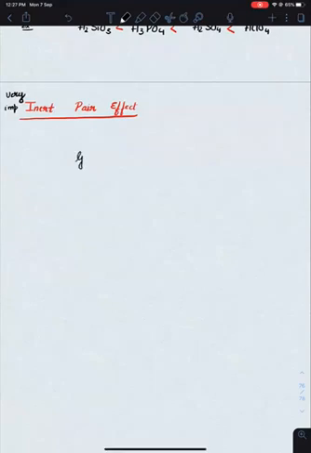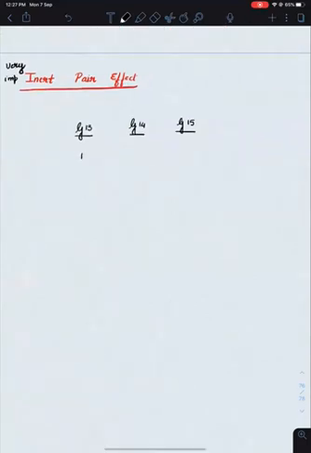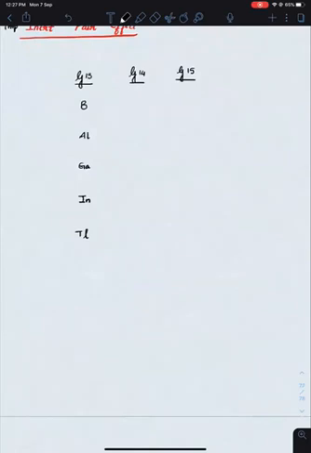If I'm taking group 13, group 14, and group 15. Group 13 elements: boron, aluminium, gallium, indium, and thallium. What is the general electronic configuration of group 13? General electronic configuration. ns2 np1. Very good. ns2 and p1.